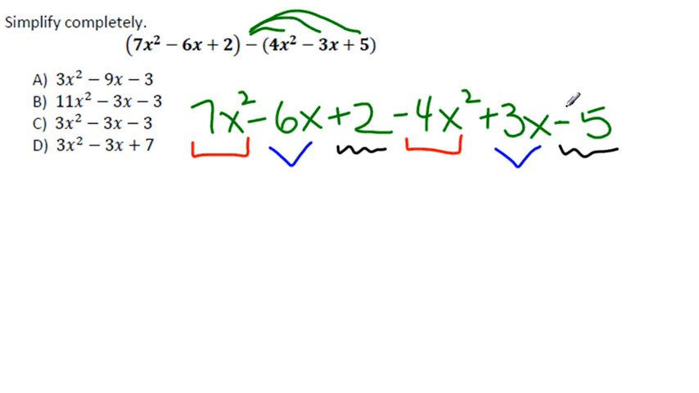So if I do that, I have 7x squared minus 4x squared. That gives me 3x squared. We have negative 6x and a positive 3x, so that gives us a negative 3x. And then we have a 2 minus 5, which gives us a negative 3. So we get 3x squared minus 3x minus 3. And if we look at our choices, it looks like it's choice C.